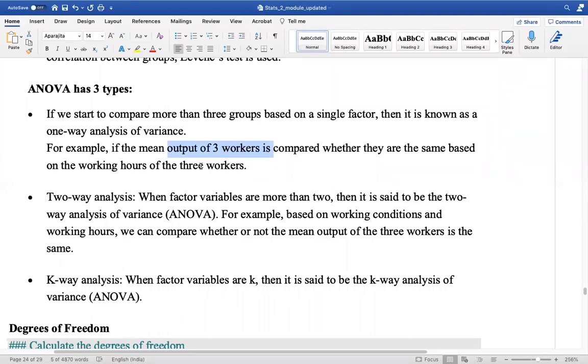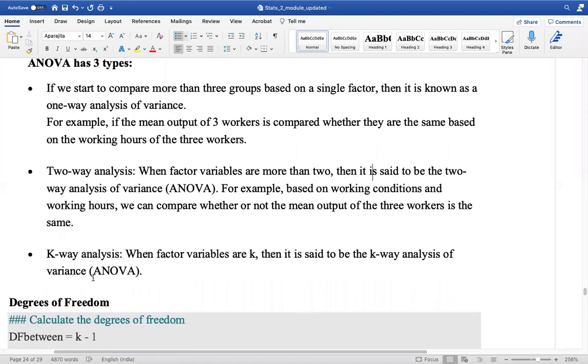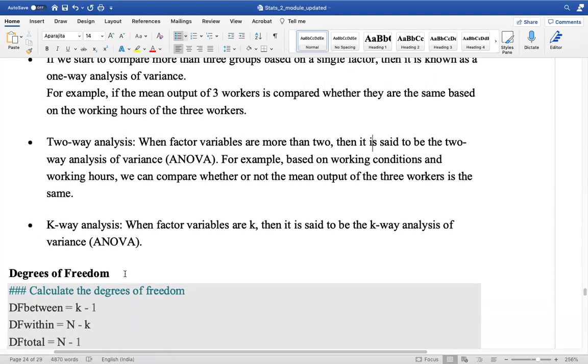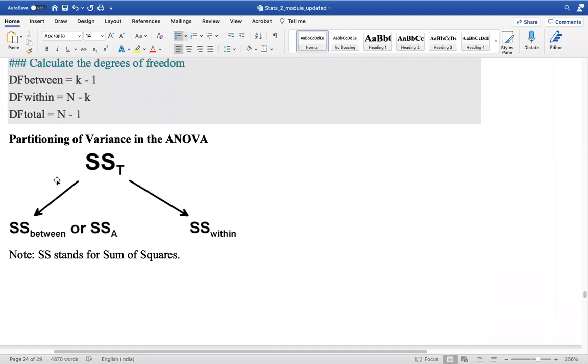Two-way analysis is when there is more than one factor variable. Here we are taking a single response, but the factors are more than two. That should be two-way analysis of variance. For example, on working conditions and hours, we compare whether the mean output of three workers is the same. K-way analysis means the factor variables are K, so we have K number of conditions. That is K-way analysis of variance.